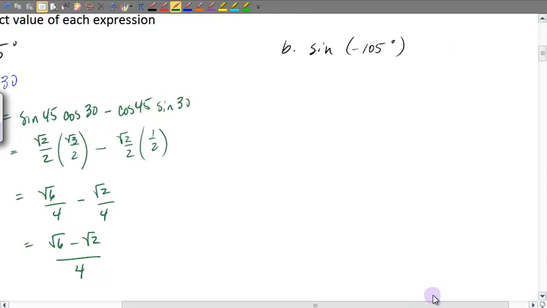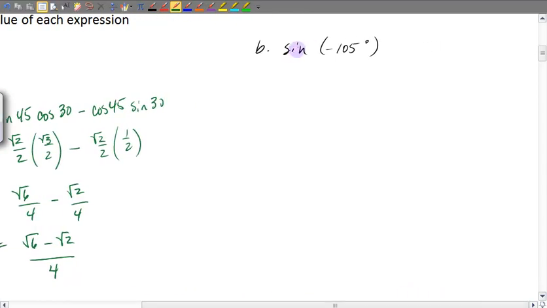Let's try that again. This time I'm going to use the sine of negative 105. Now I'm going to challenge you. I want you to stop the video and come up with this problem on your own, and then come back and let's see if we got it together.